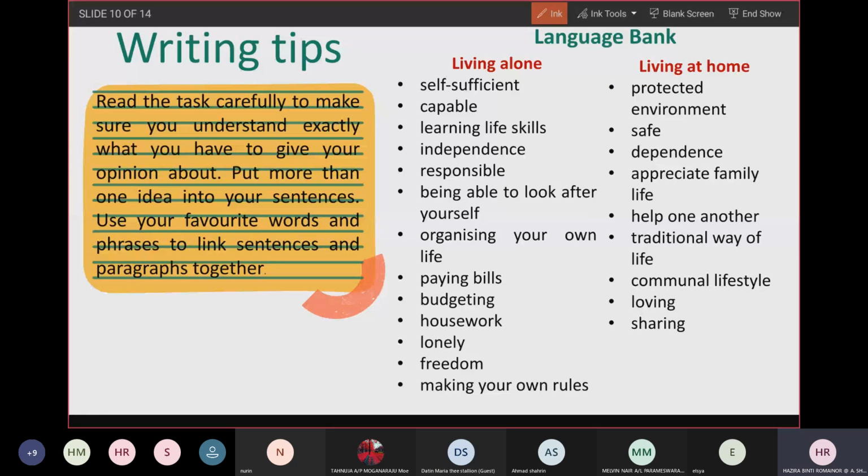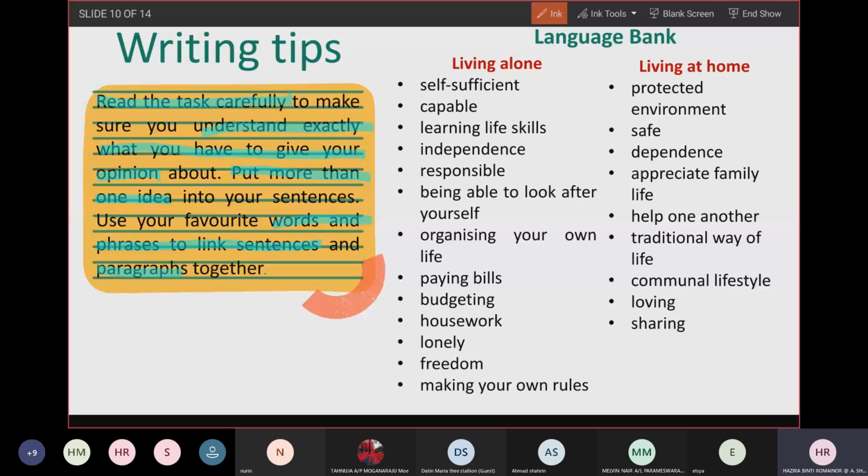Okay, so the key words there is, you have to read the task carefully. After that, make sure you understand exactly what you have to give your opinion. Next, put more than one idea. Use favorite words and linking words to link sentences and paragraph. So that is the key points from the writing tips.